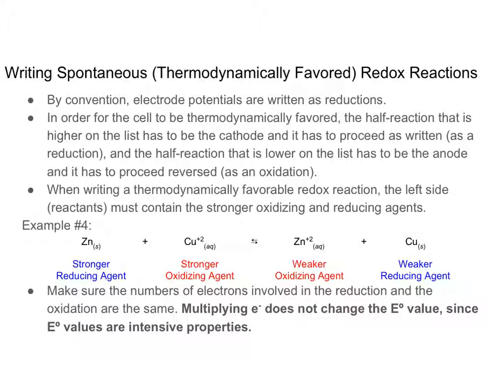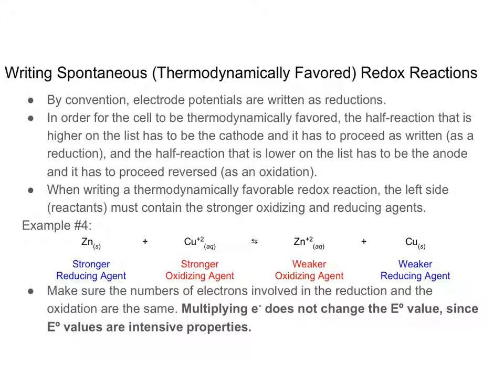By convention, electrode potentials are written as reductions. So we set them up so that they are written in a way that reduction is occurring. In order for the cell to be thermodynamically favored, the half reaction that is higher on the list has to be the cathode side, and it has to proceed as written as a reduction. And the half reaction that is lower on the list has to be the anode side, and it has to proceed reversed as an oxidation. I'll show you what that looks like in a minute.